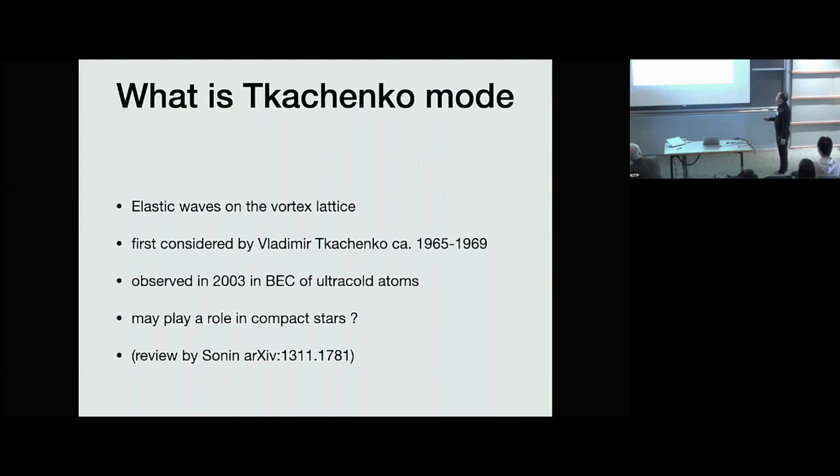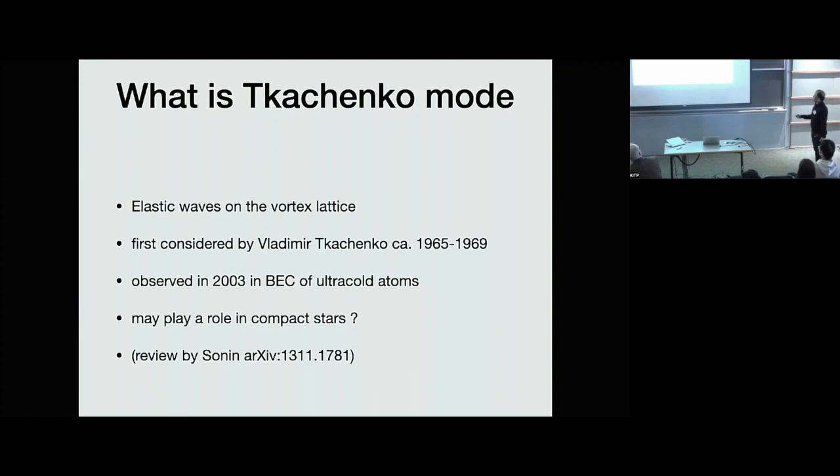It has been observed in BEC of ultra-cold atoms. It has also been conjectured to play a certain role in the physics of compact stars, where the core of the star can be a superfluid, and if the star rotates, then we would have superfluid vortices, and there might be modes corresponding to these waves propagating inside the star.